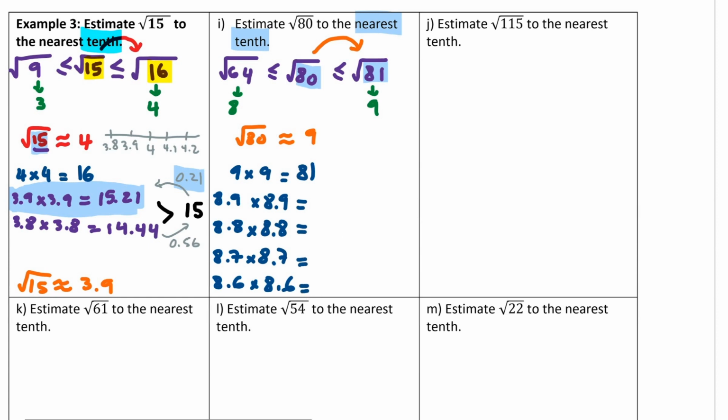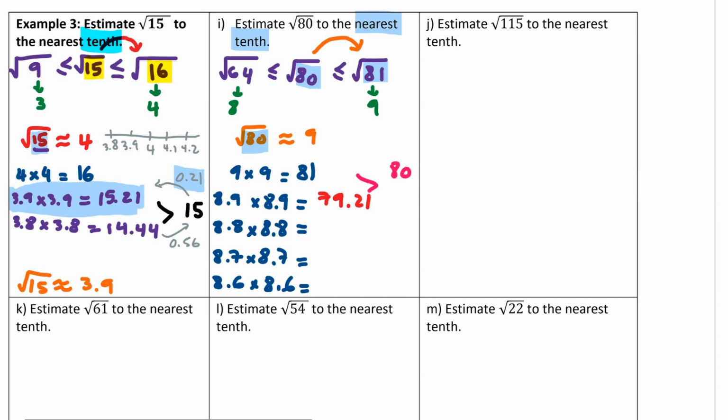Okay, so 8.9 times 8.9 is 79.21. Oh, that would be it, because what we're looking for is 80. 9 times 9 is 81, but 8.9 times 8.9 is 79.21, so it's already less than 80. So 80 will stay in between these two numbers.